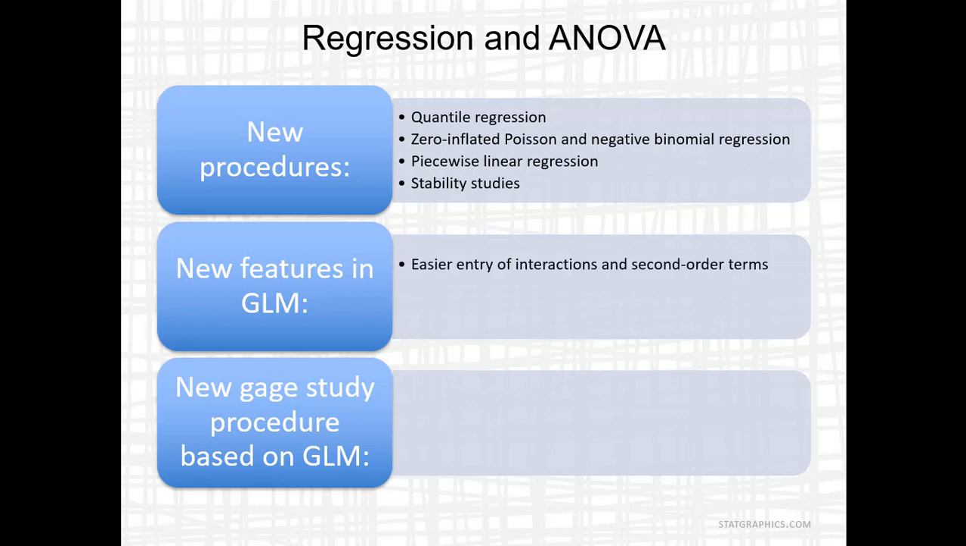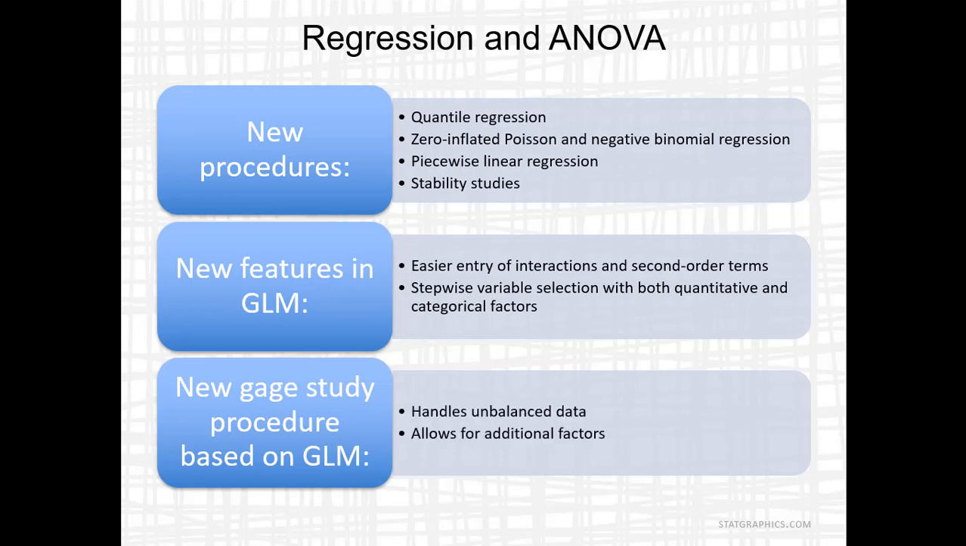In the area of analysis of variance, we've made it easier to specify interactions in high-order terms in the general linear models procedure. A new variable selection option handles both quantitative and categorical factors. Finally, a new gauge study procedure has been added to estimate measurement error using a GLM approach. This procedure deals with unbalanced data and can estimate the effect of additional factors beyond just operators and instruments.